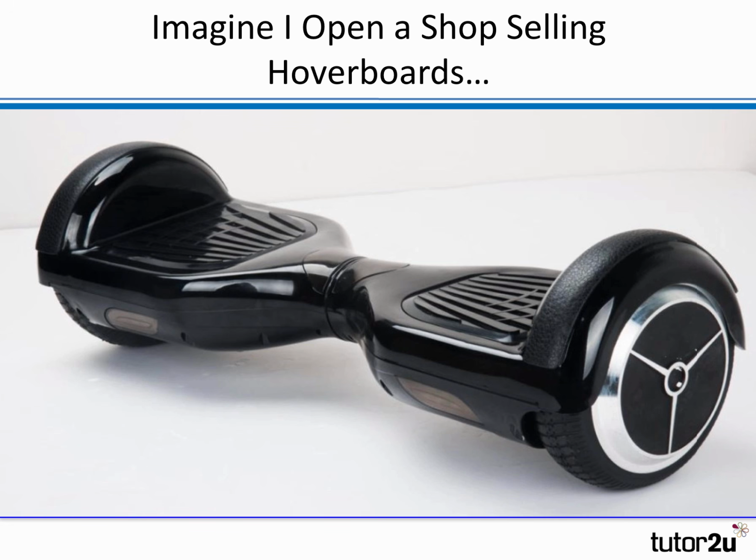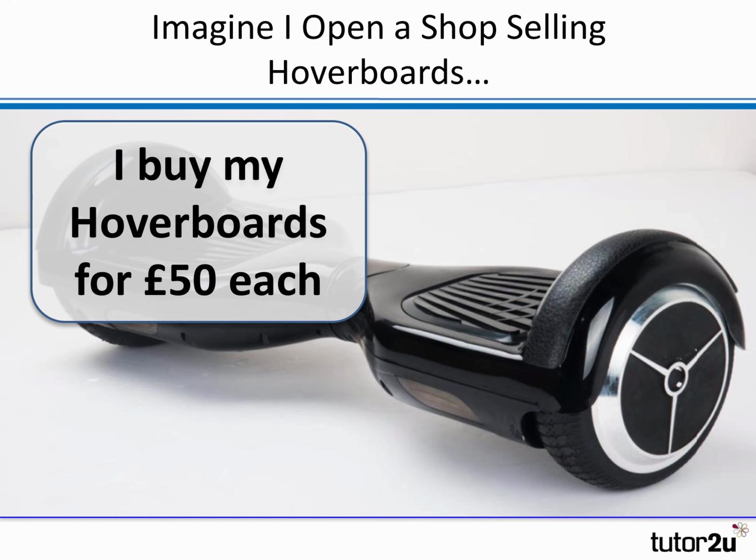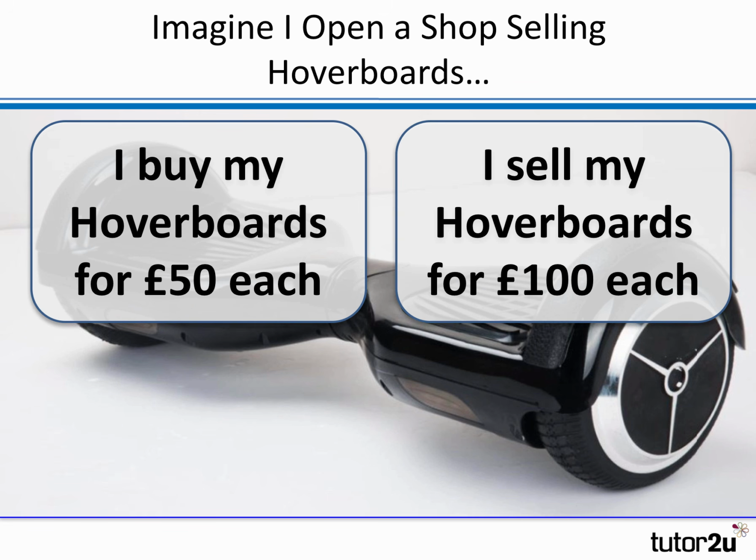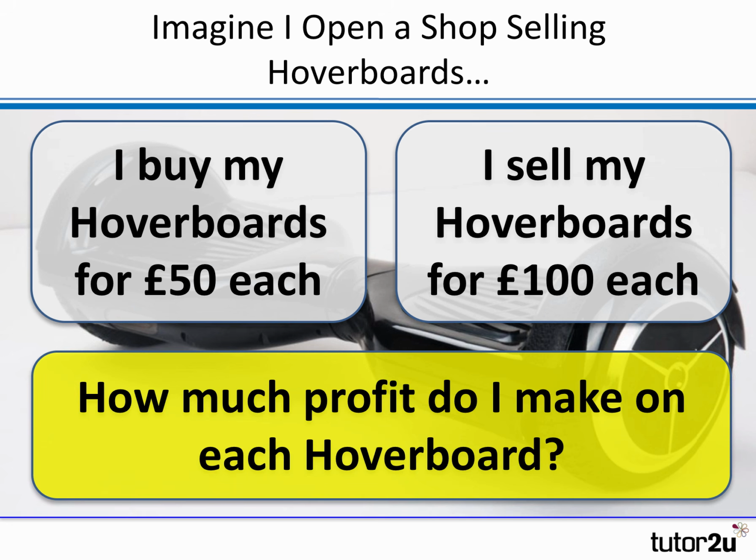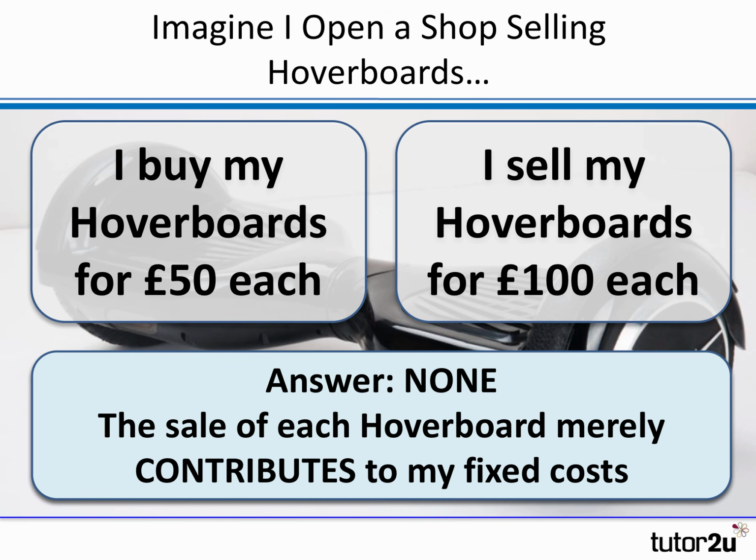Just to illustrate the point and to introduce the concept, imagine that I open up a shop and I decide to start selling hoverboards. Now here's the basic information. You need to make a decision. I buy my hoverboards for £50 each from my supplier, and I sell my hoverboard for £100 each. So the first question for you is, how much profit do I make on each hoverboard? What do you think the answer is? For those of you who say it's £50, that's not right. The answer is, I don't make any profit at all on buying for 50 and selling for 100.